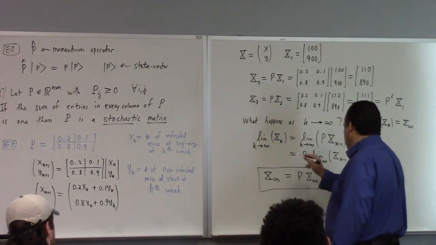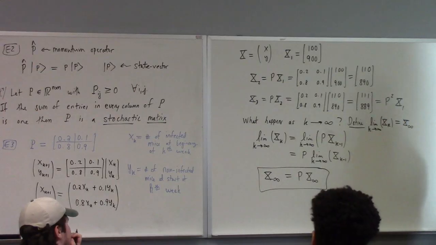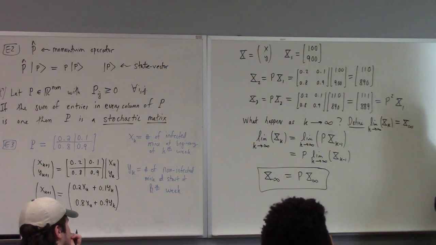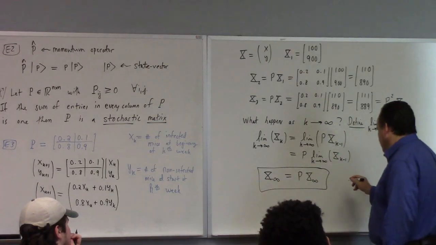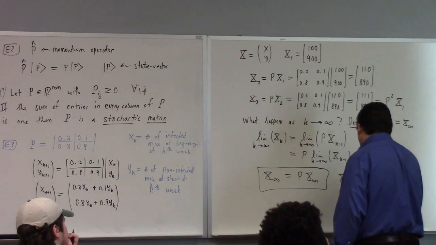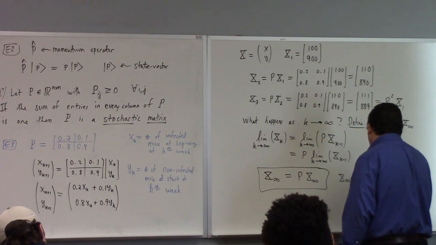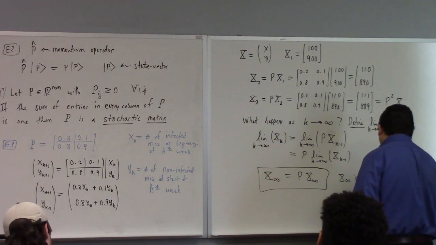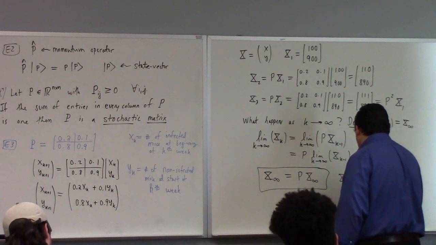And you guys tell me, what does that make x sub infinity? What kind of vector is it? What are we talking about today? Eigenvectors. This is an eigenvector of the stochastic matrix. What's its eigenvalue? No, P is the matrix. I see why you'd say that, but no. x infinity is an eigenvector of the stochastic matrix P with eigenvalue lambda equals to what?